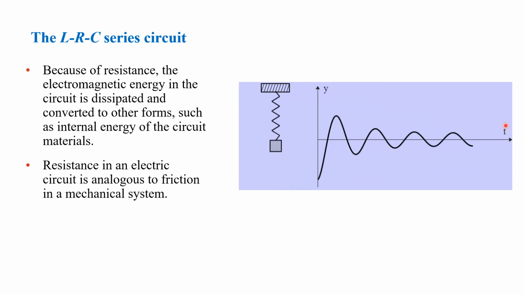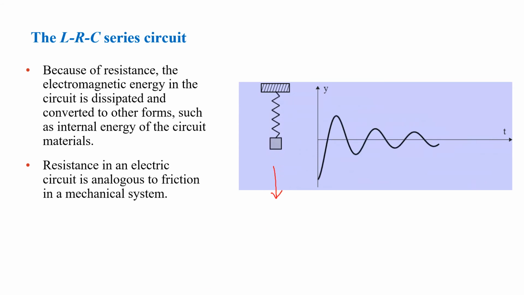Because of resistance, electromagnetic energy in the circuit is dissipated and converted to other forms, such as the internal energy of the circuit materials. In comparison with this one here, you have a spring. Of course, if there is no internal resistance, this spring will oscillate forever, thus a sinusoidal change in your y. However, in reality, there is resistance in your surroundings, and there's also this pull of gravity here.